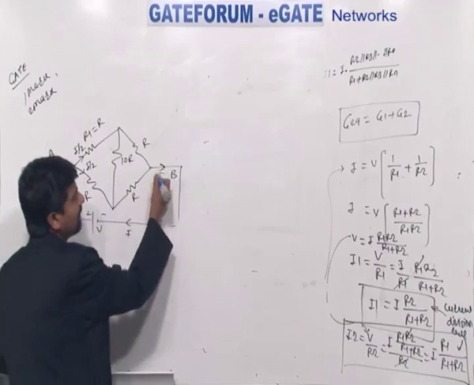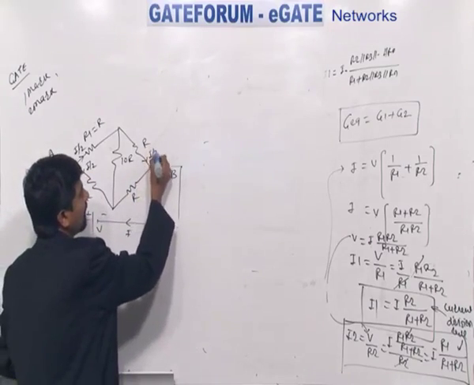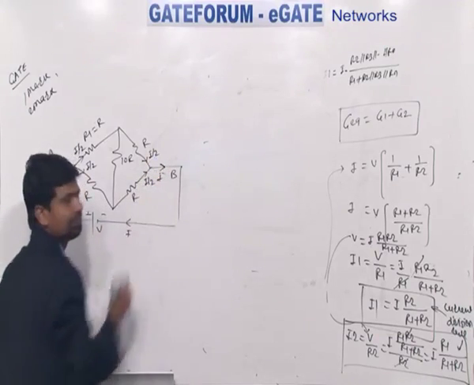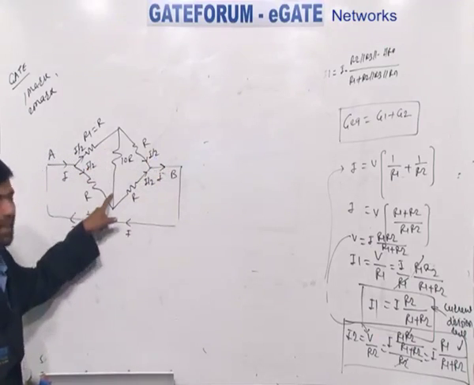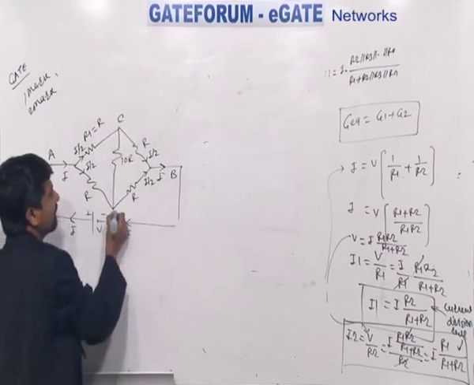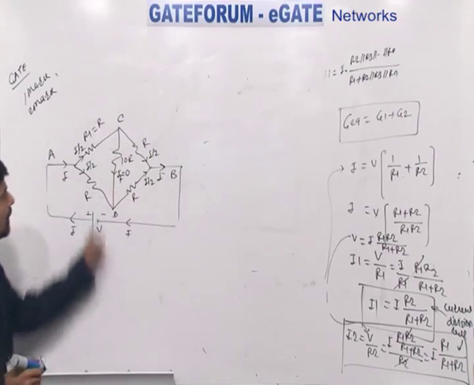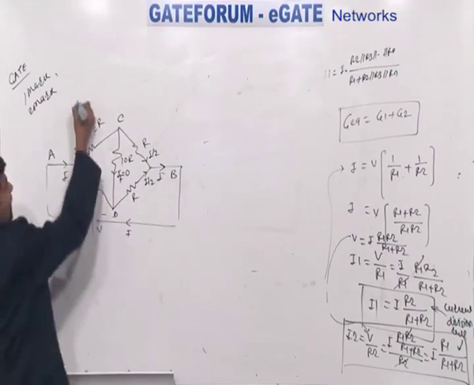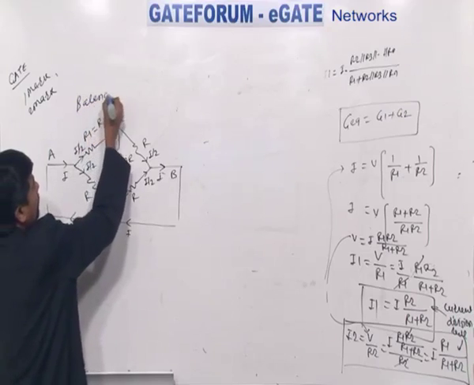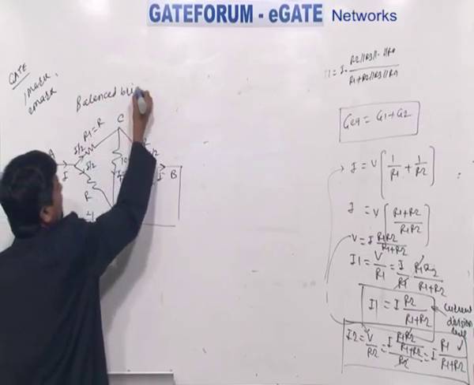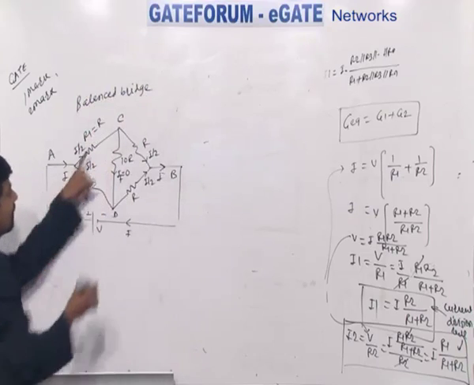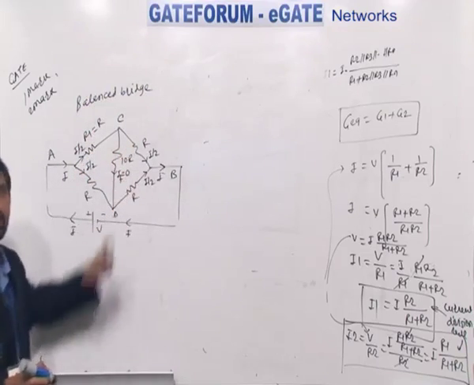Now this current is leaving, current is I. So I can say that this is I by 2, this is I by 2. Now from this we can say that in between point C and D, current flowing is effectively 0. I flowing is equal to 0. That means this is nothing but your balanced bridge. Why is it a balanced bridge? The reason being, whatever these arms are there, they are having same resistance.